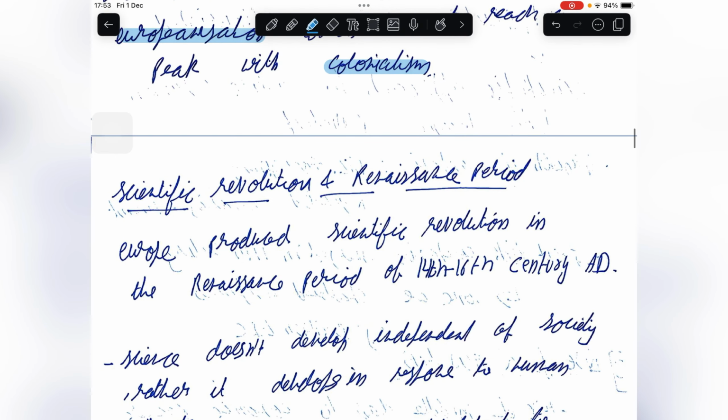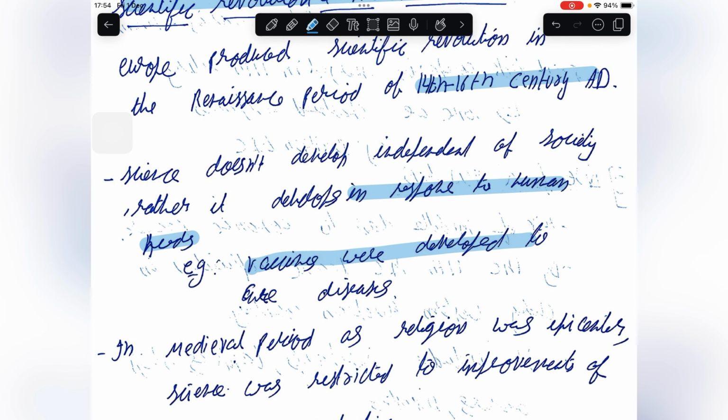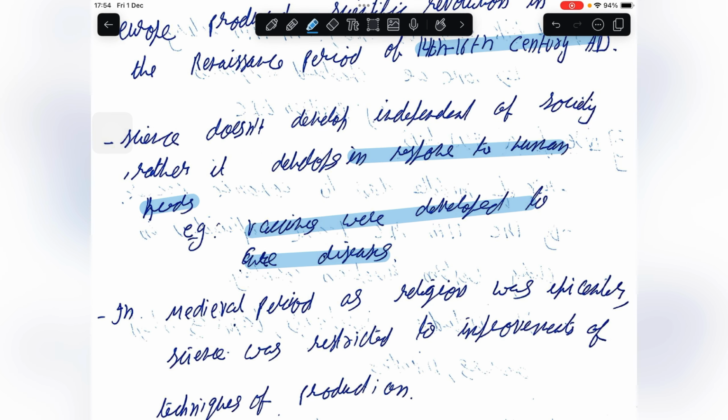Scientific revolution and the Renaissance period. Europe produced the scientific revolution in the Renaissance period of the 14th to 16th century. Science doesn't develop independent of society. Rather, it develops in response to human needs. As the saying goes, necessity is the mother of invention. There was a need for science at that time, hence science developed. For example, vaccines were developed to cure diseases. They were needed to treat diseases, so they were developed.